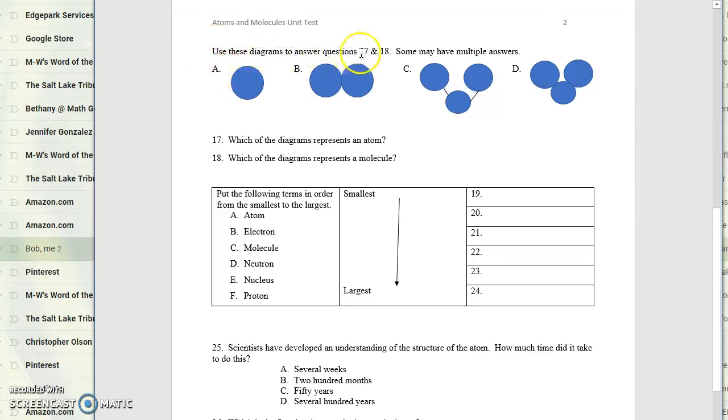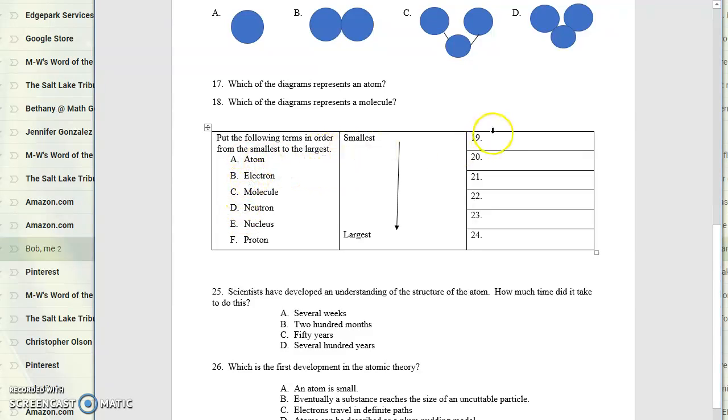Use these diagrams to answer questions 17 and 18. Some may have multiple answers. So you have A, B, C, and D. 17, which of the diagrams represents an atom? 18, which of the diagrams represents a molecule?